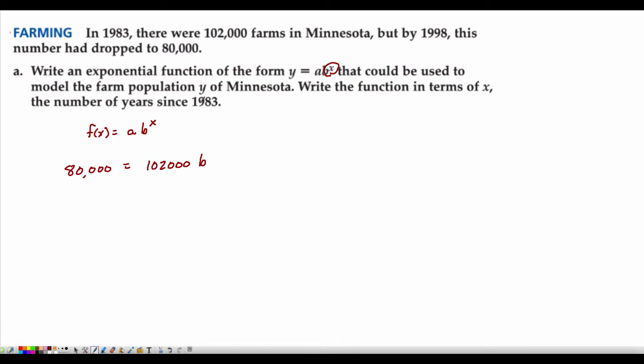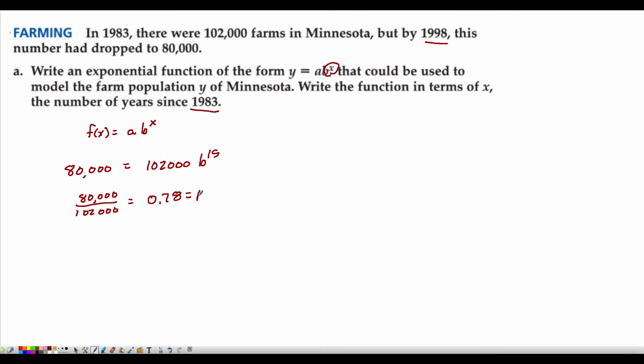And between the year 1983 and 1998, there were 15 years. So we'll raise that to the 15th power. And we need to figure out what b is. So we'll do the inverse operation. We'll divide both sides by 102,000 to get about 0.78. And that's equal to b to the 15th power.